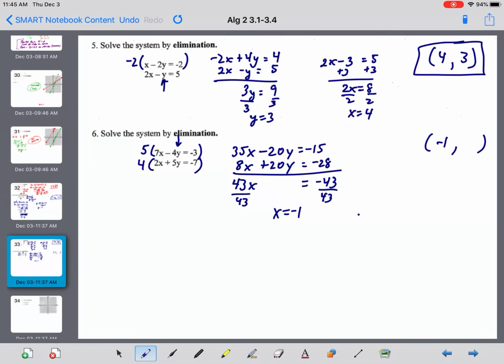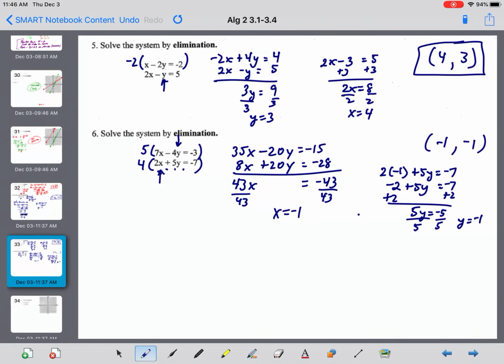Now I have to take that negative 1 and plug it into one of the originals. I could plug it into one of these bigger ones, but I'm going to plug it into the 2x one just because this one seems to have kind of smaller numbers, so I'm going to plug it in right there for x. So 2 times negative 1 plus 5y equals negative 7. So negative 2 plus 5y, add 2 to both sides. So you get 5y is equal to negative 5.